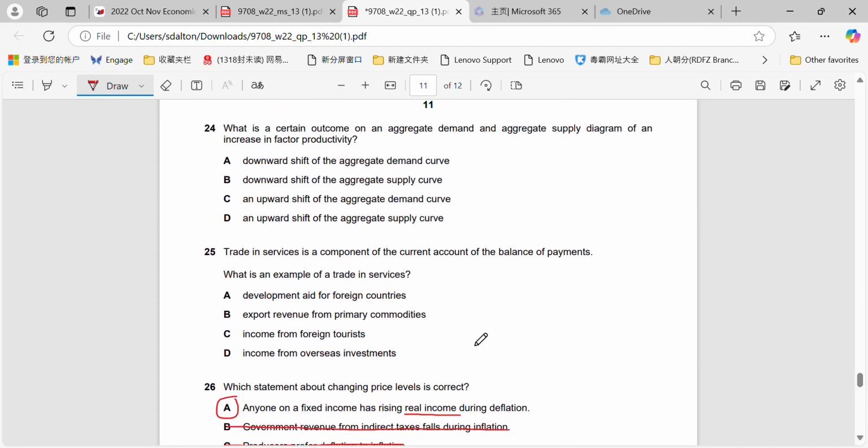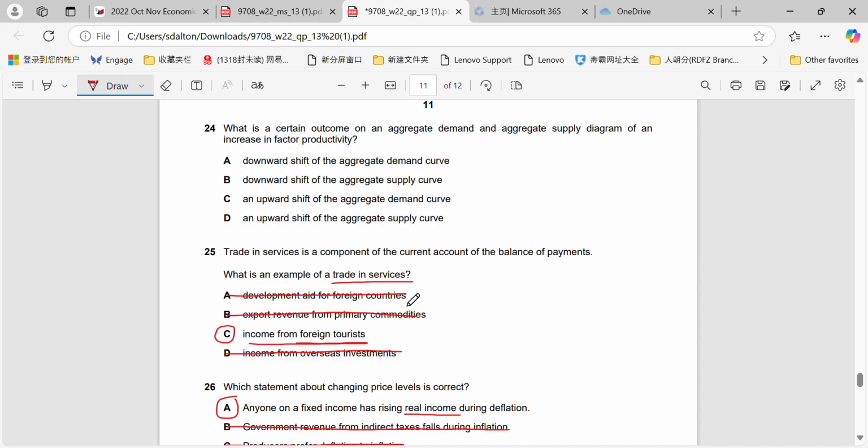Okay, 25. Trade in services is a component of the current account and the balance of payments. What is an example of a trade in services? Remember, services are generally income from foreign tourists. That's a service that's provided. Income from overseas investments, export revenue from primary commodities, and development aid for foreign countries would all be components of either the balance of trade in goods, the primary income, or the secondary income, which are the 4 different components that make up the current account of the balance of payments. So services is generally to do with tourism.